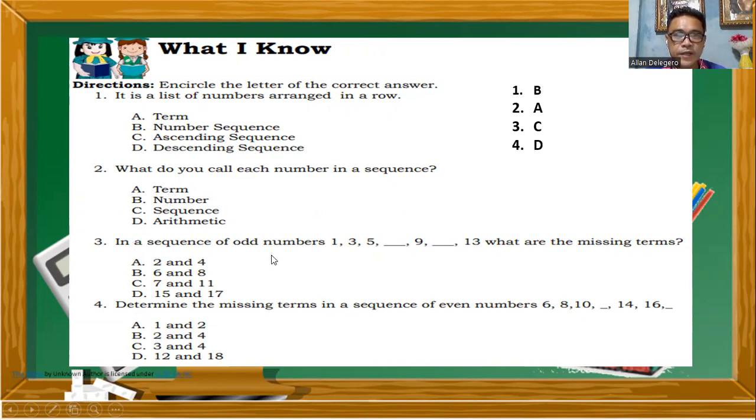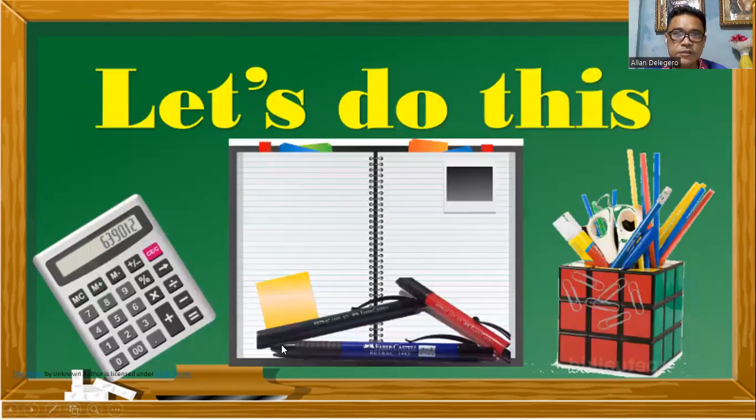3. In a sequence of odd numbers 1, 3, 5, blank, 9, blank, 13, what are the missing terms? The answer is letter C, 7 and 11. Number 4, determine the missing terms in a sequence of even numbers 6, 8, 10, blank, 14, 16, blank. The answer is letter D, 12 and 18. Let's continue.